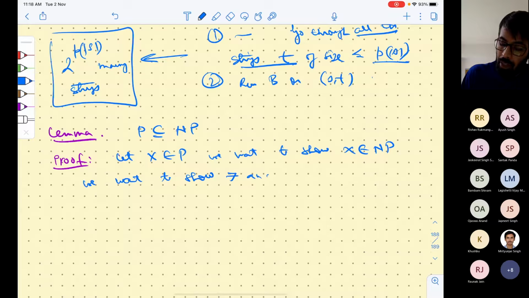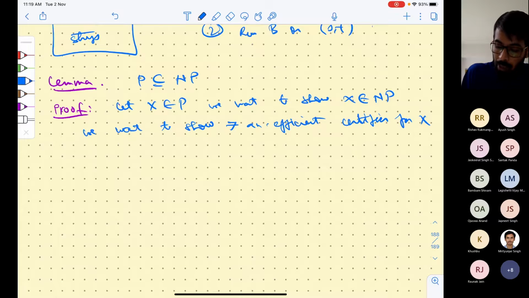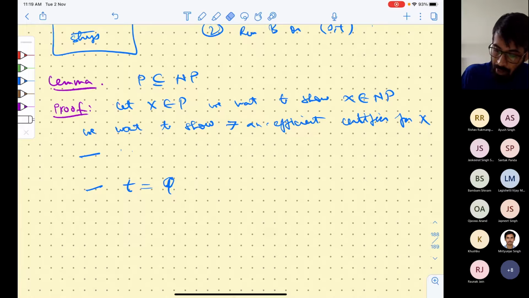That means we want to show there exists an efficient certifier for X, right? And what does an efficient certifier do? B runs on S and T. So we need to specify what B does on S and T and what T is. We first put T equal to, let's say, the empty string. Right. And what does B of S comma T do?